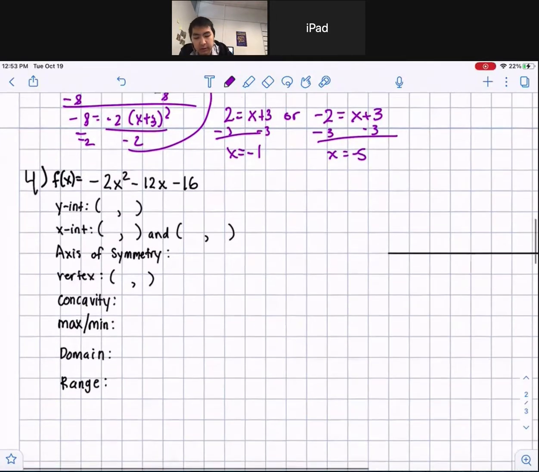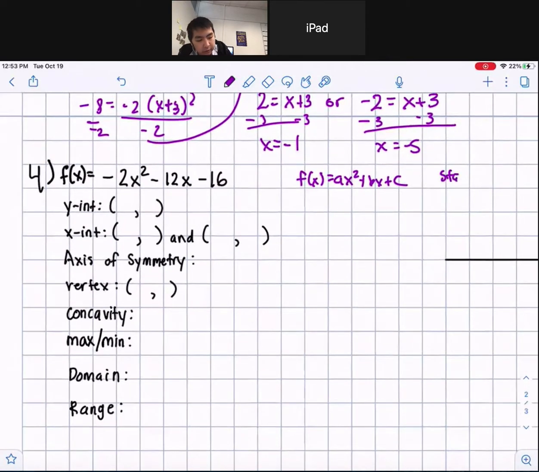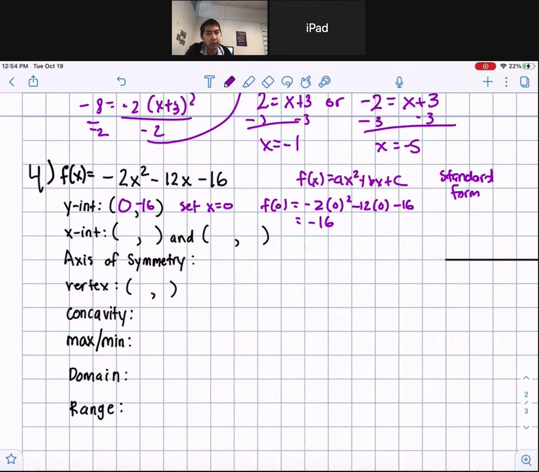Okay, 4 through 6. So again, you guys know that this is in standard form, ax squared plus bx plus c. And because we know this is in standard form, there are certain features that we can get down, right? Number 1, to find your y-intercept, you set x equals 0. But something you should notice is if it's in standard form and you set x equals 0, your very last term is going to be your y-intercept. So x is 0, negative 16 is your guys' y-intercept.